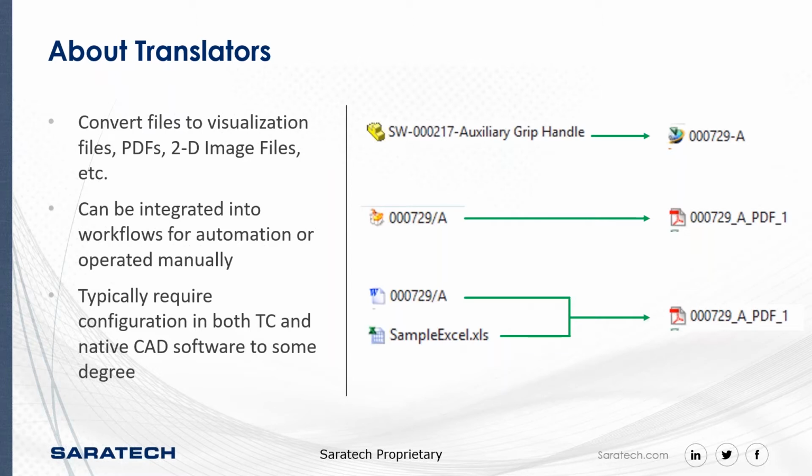So let's get into a little bit about translators. Well, the Teamcenter translators give us the ability, as mentioned, to convert multiple data set types into other formats within the system, such as PDFs, 2D images, lightweight JT files. And we can run these translations manually, or we can implement them within workflows that can carry out the translations for us automatically upon our business needs.